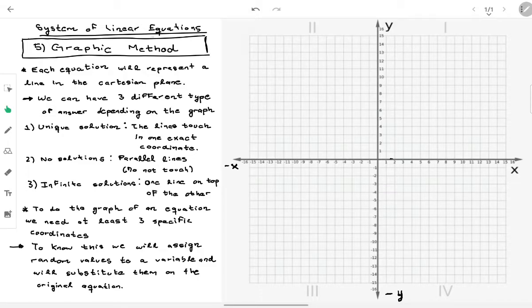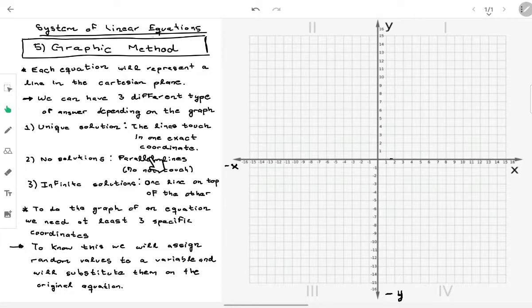So how do we know which kind of answer we can get? Remember, we have 3 types of answers. We can have a unique solution, we can have that a system has no solutions, or we can have infinite solutions. So how do we observe those kinds of solutions in a graphic method? A unique solution will be easy because the lines touch or cross in one exact coordinate. In one exact point, the 2 lines, the 2 equations, will cross, and that will represent a unique solution.